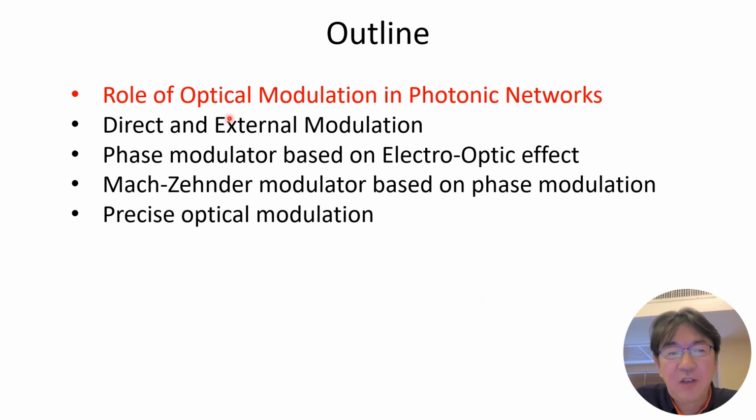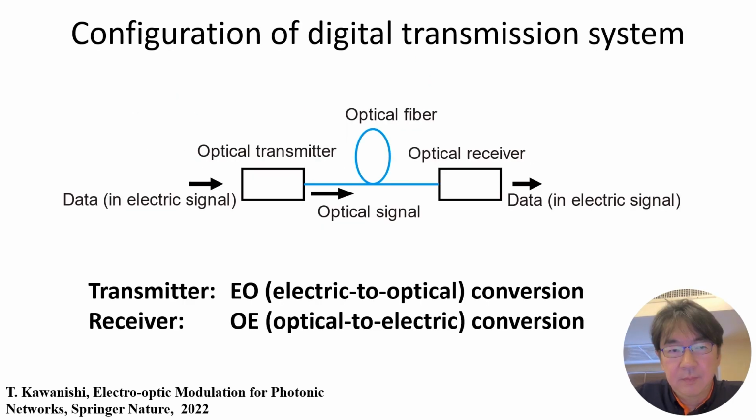Okay, here I'd like to move on to the first section of this presentation, the role of optical modulation in photonic networks. This slide shows the basic configuration of digital transmission systems. As you may know, almost all types of data are described by electric signals and processed by the electric circuit. But for long-distance transmission, we often use optical fibers because optical fibers can offer low-loss signal transmission.